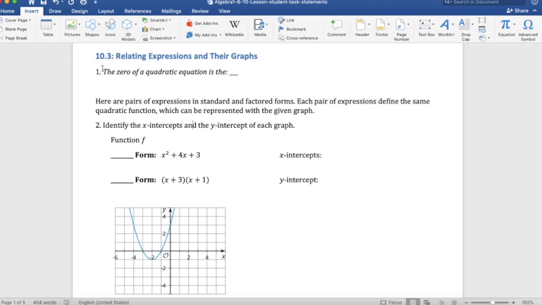Just recall, what is the zero of a quadratic equation? When you hear about the zero, to what are we referring? And then C, we're going to do a lot of identifying x-intercepts and y-intercepts. So just see if you can name the two forms without being prompted. What are the two different forms of the equation we talked about last week? And then see if for your first graph, can you find the x-intercepts and the y-intercepts?